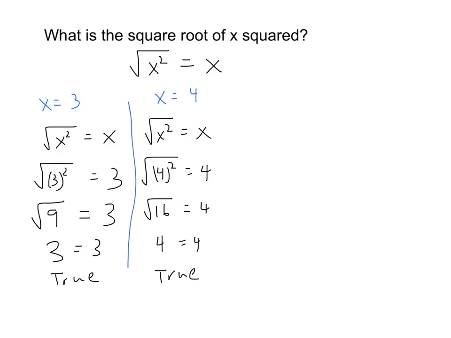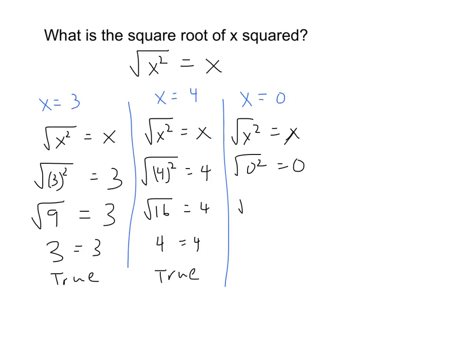In fact, it even works if you try a number like 0. Let's see if the square root of 0 squared is equal to 0. Well, 0 squared is 0, and the square root of 0 is 0. So 0 equals 0, that's true. So it seems like this always works. But actually, it doesn't always work.